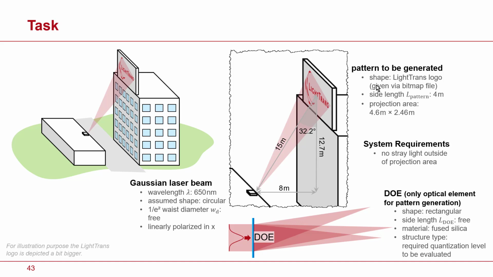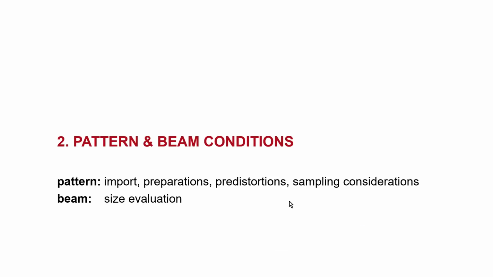The pattern should have a size of 4 meters in width on a projection area of 4.6 meters times 2.46 meters. And an additional requirement is that outside of that area, maybe a bit better because you have to adjust the whole thing, there should be no stray light. The DOE should be a standalone element, meaning there should be no further optics.